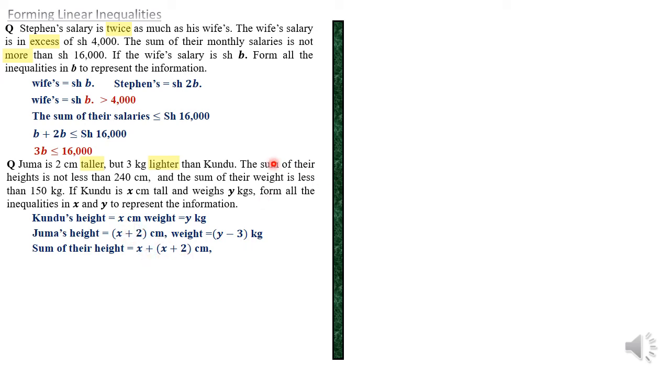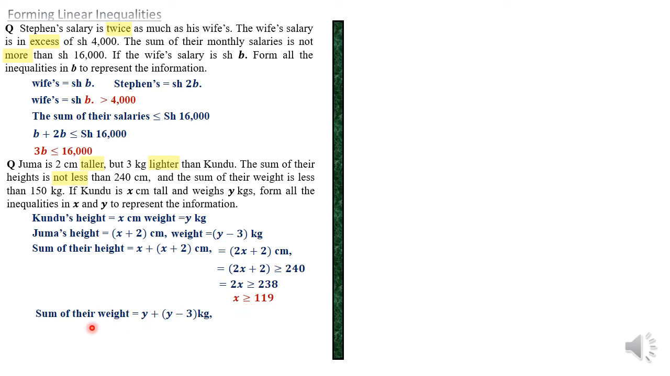We are told the sum of the heights is not less than. Not less than means we're going to, first of all, add these and simplify, get 2X plus 2. And then we say that that figure is not less than, means it could be bigger than or even equal to 240 centimeters. And we simplify that. We get 2X is greater than or equal to 238. You just took the 2 to the other side. And then simplify, get X is greater than or equal to 119 centimeters. That's the sum of the heights.